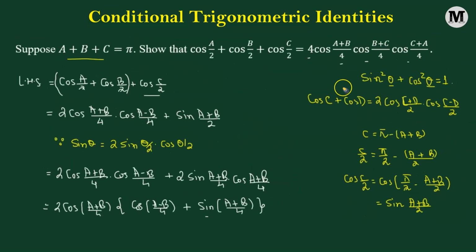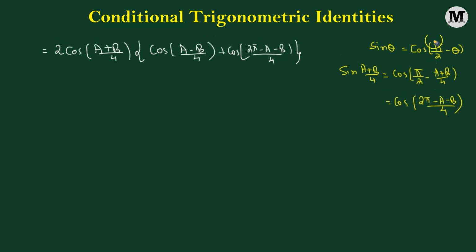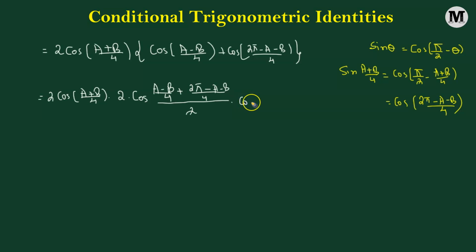So here what we can do, we can use the formula for adding two cosine functions, which is going to give us the product of two cosine functions. So let's use it. Now we have 2 times cosine of the angle (a plus b)/4. So that stays unchanged. Now adding the two cosine functions gives us the factor 2. So we have 2 times cosine of, now we're going to consider this to be angle C, so we have (a minus b)/4 added to angle D. So D here is represented by (2 pi minus a minus b)/4, whole divided by 2, multiplied to cosine of the angle.